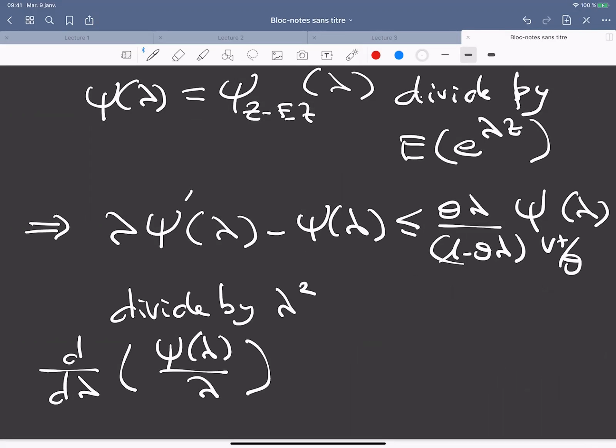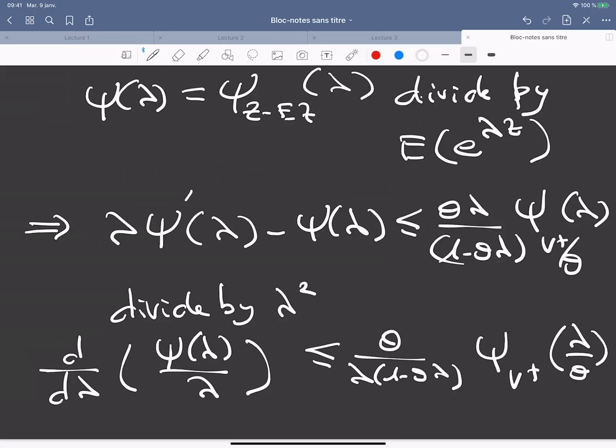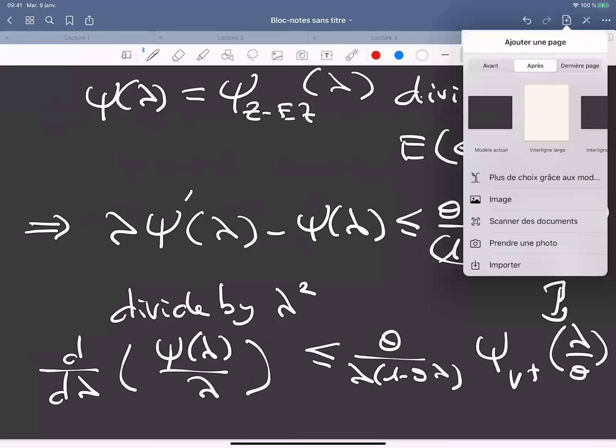And this is less than theta over lambda, 1 minus theta lambda, and psi v plus at lambda over theta, this is the same guy here. So another way of writing it. Okay, so now it remains to integrate this inequality. We integrate it.